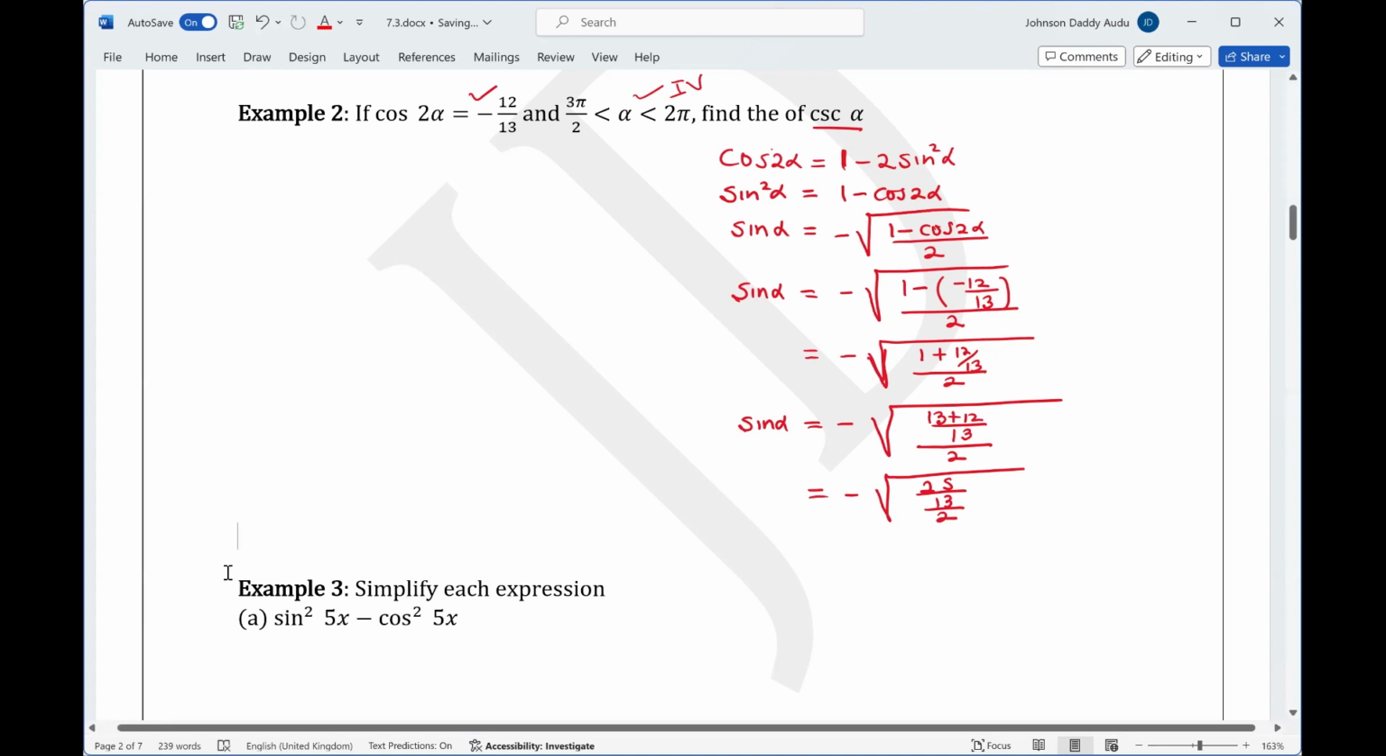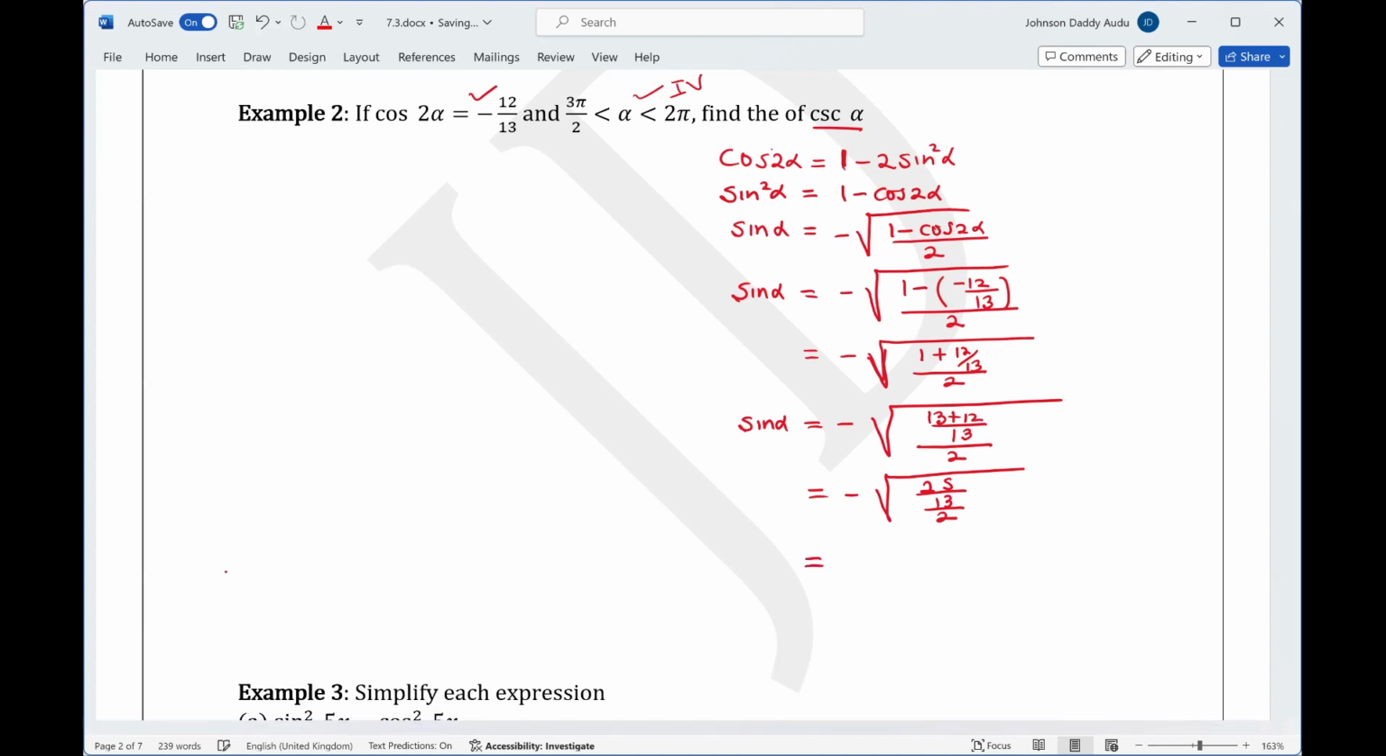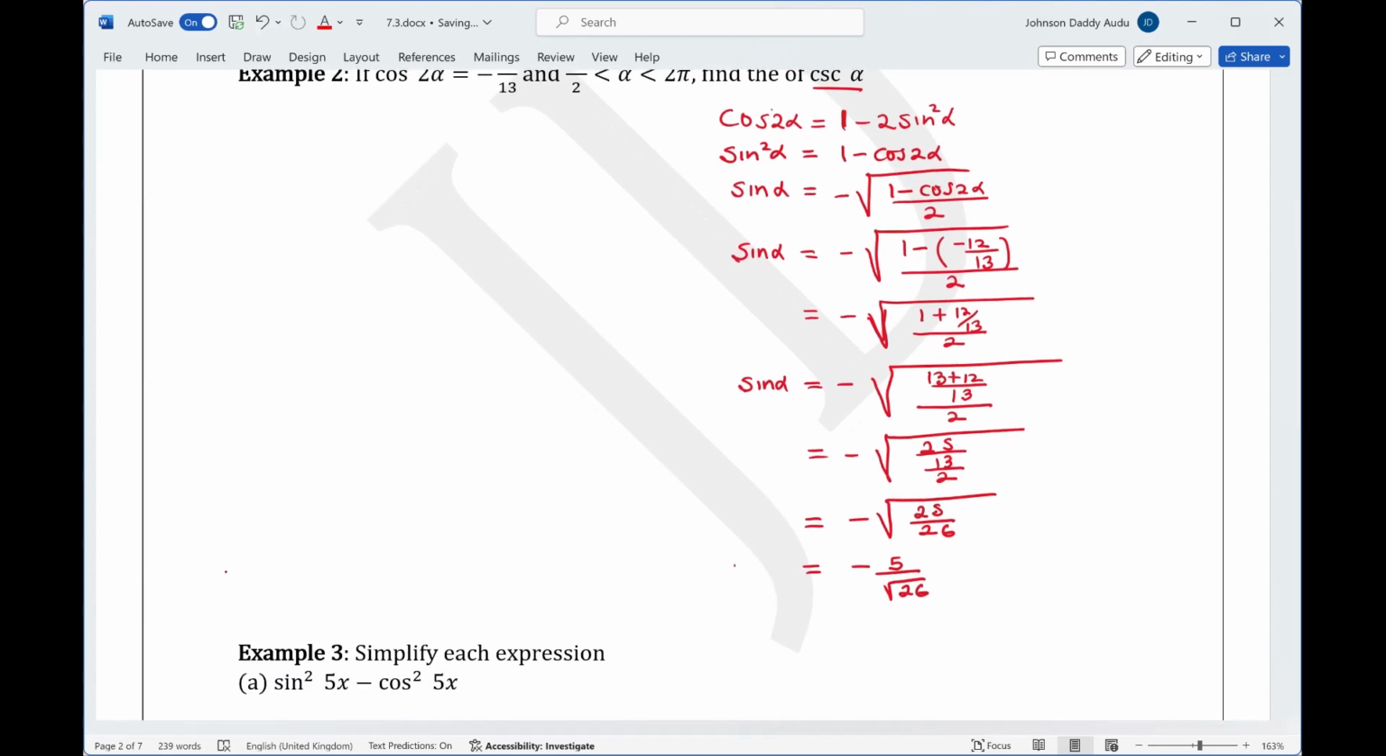Okay, we're still going. Now, this is just going to be minus root of what? This, we can write it as 25 over 26. And now we can take the roots, which will just be 5 over root of 26, because root of 25 is 5, right? And now this is our sine alpha. So therefore, cosec alpha is just going to be the reciprocal, which is minus root 26 over 5.